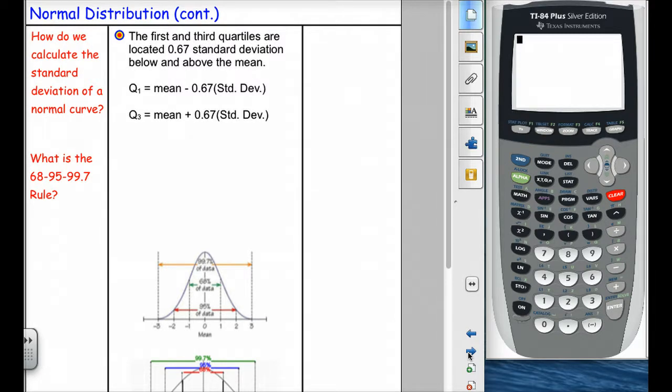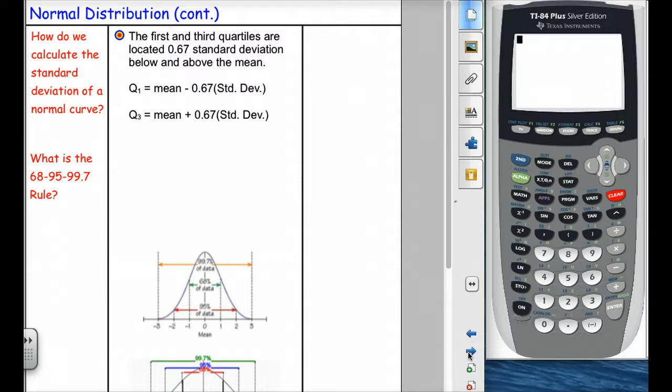The first and third quartiles are located approximately 2/3 of a standard deviation below and above the mean. So if we wanted to calculate it, we get the mean of our data set, and then we calculate the standard deviation using the graphing calculator, which we're going to do, and we multiply that standard deviation times 0.67, we just round it nicely, and then we subtract it from the mean to get quartile 1, add it to the mean to get quartile 3. This just helps us with figuring out how our data should be separated out.